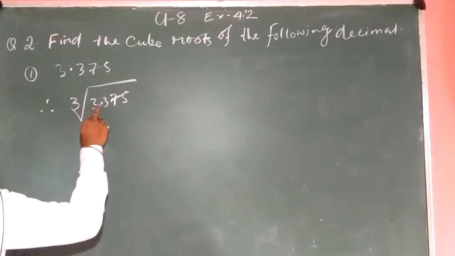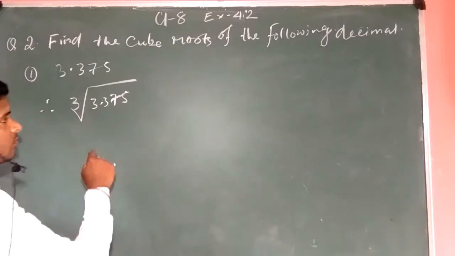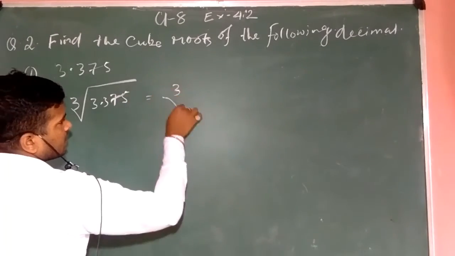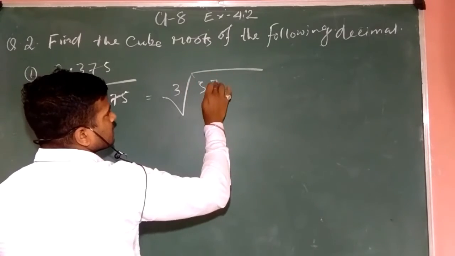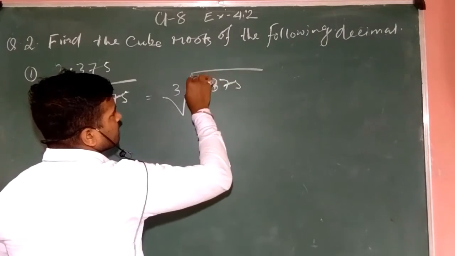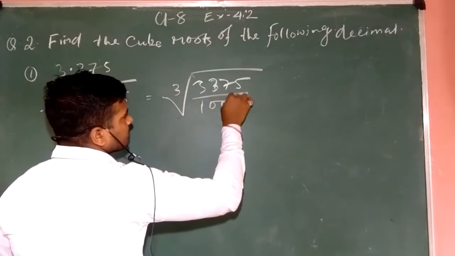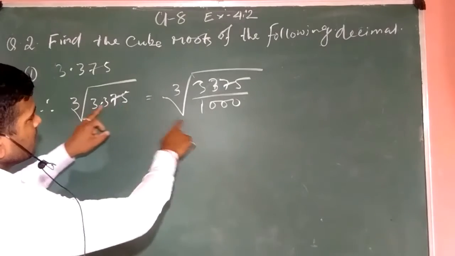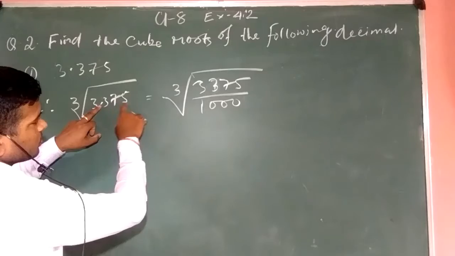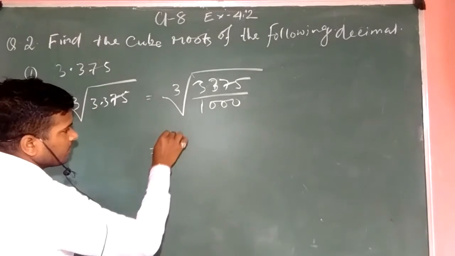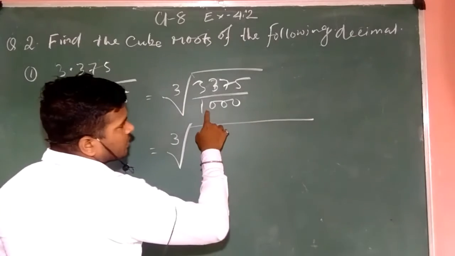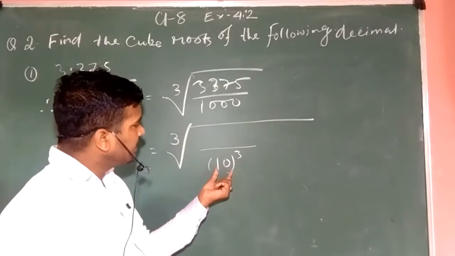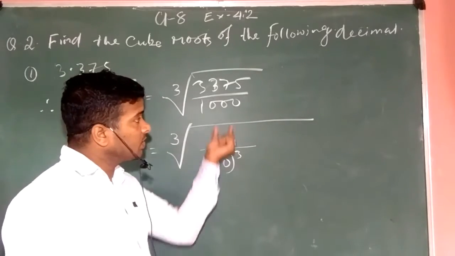First of all, this decimal we need to remove. Then only we will find the LCM of 3375. So we can write it as cube root of 3375 divided by 1000. Why 1000? After the decimal point there are 3 digits, 1, 2, 3. So for this we can simply write 10 to the power 3. If you multiply 10 three times, you are going to get 1000.